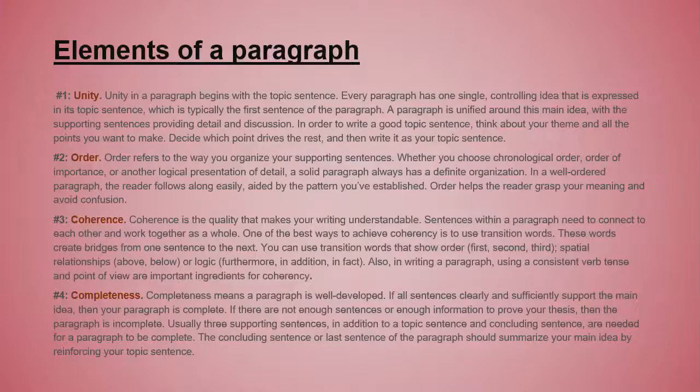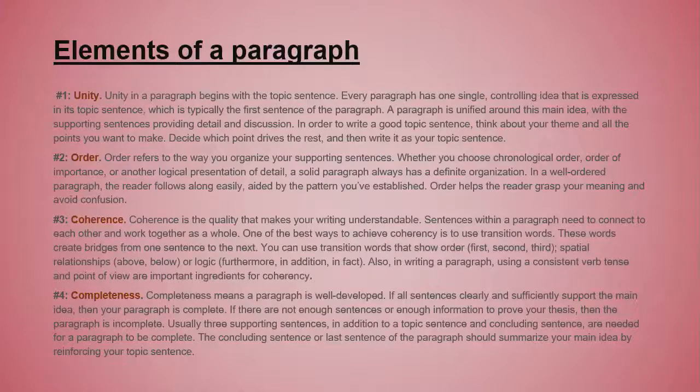Coherence is the third element. Coherence is the quality that makes your writing understandable. Sentences within a paragraph need to connect to each other and work together as a whole. One of the best ways to achieve coherence is to use transition words. These words create bridges from one sentence to the next. You can use transition words that show order: first, second, third; spatial relationships: above, below; or logical: furthermore, in addition, in fact. Also, in writing a paragraph, using a consistent verb tense and point of view are important ingredients of coherence.